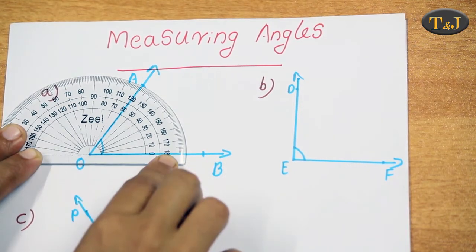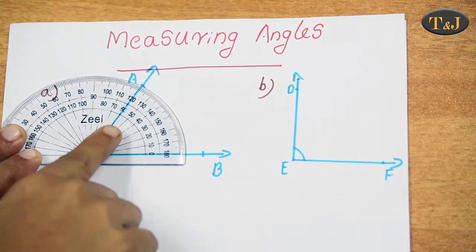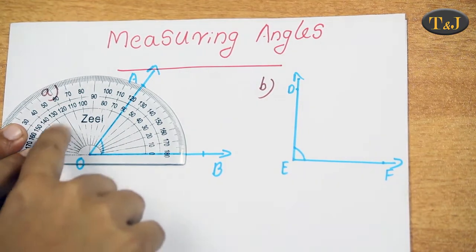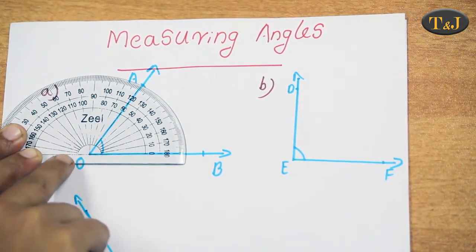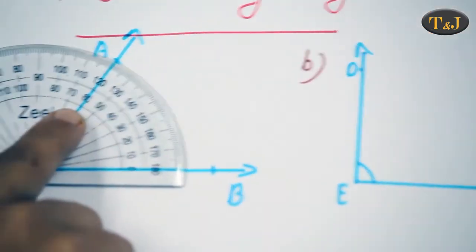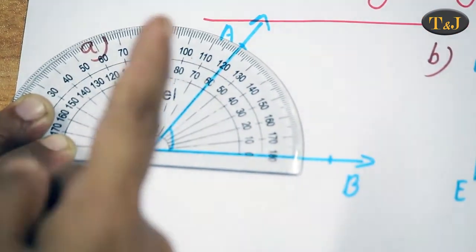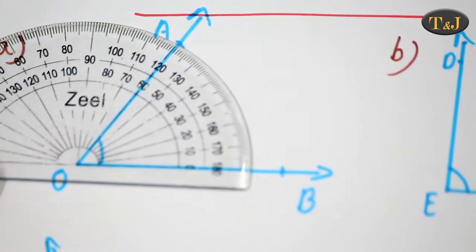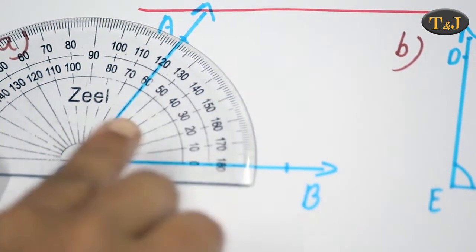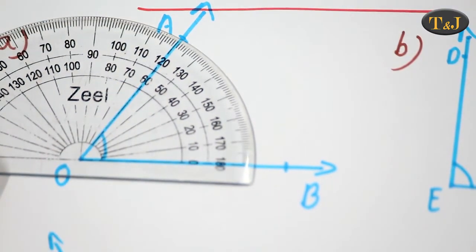While we are measuring the angle using the inner scale, there are two scales here, one is the inner scale and another is the outer scale. Then on the inner scale, what are the values of the ray OA? The value of OA is 60 and 120 degree. We are selecting the inner scale only. So, the value of angle AOB is 60 degree.